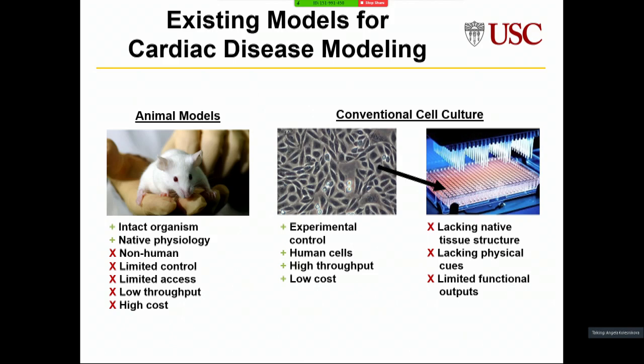On the other end of the spectrum, conventional cell culture, now we can get experimental control, we can use human cells due to a lot of the iPS technology, and we get benefits in terms of throughput and cost. But of course, we're losing all the native tissue structure that I described to you that's really essential for the function of the heart. We're lacking physical cues, so we're growing cells on a plastic petri dish, right, where we know that the elastic modulus of the heart is much lower than that, and that's important, again, for myofibril development. And then limited functional output. So for cardiac myocytes, we care about contractility as the key output, and it's difficult to measure that using just conventional tissue culture plastic.